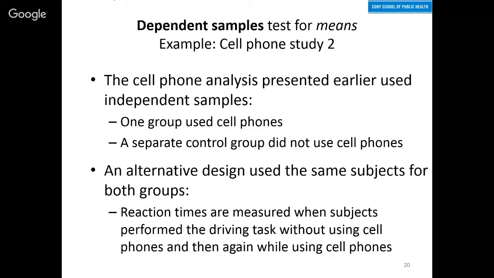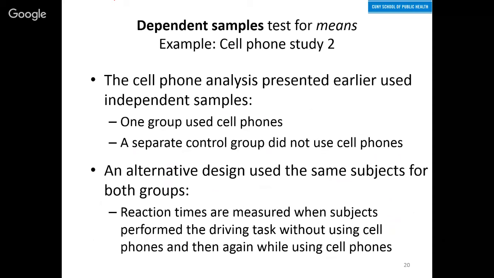So that was an independent sample design. What would be a reason for doing an alternative design with a paired or dependent design? So where we use the same subjects for both groups. We have each individual do the simulations twice, once while using a cell phone and once while not using the cell phone. What would be a reason for designing the study that way?